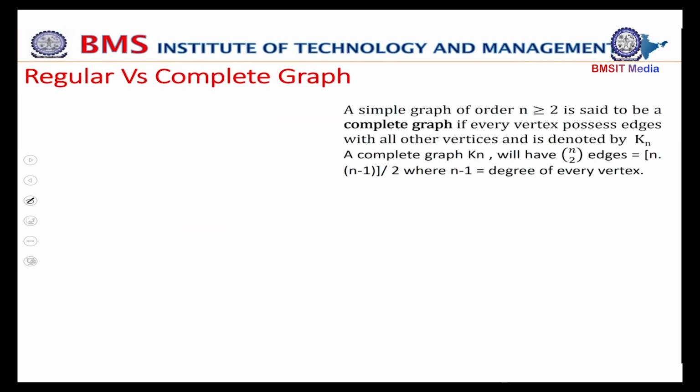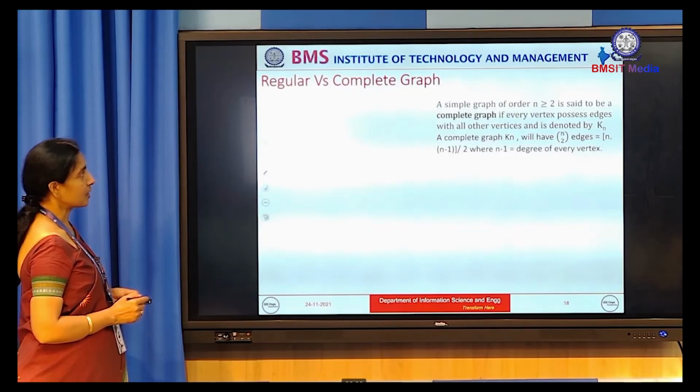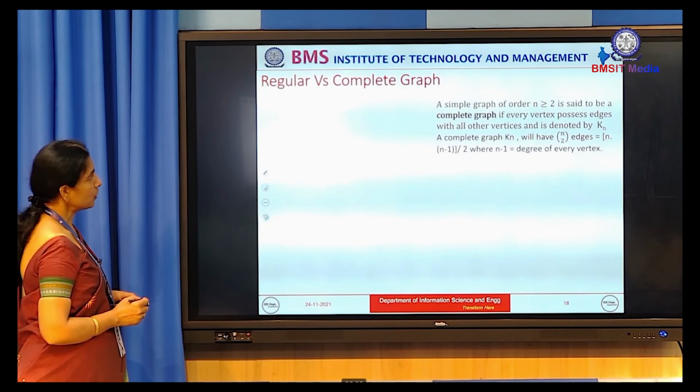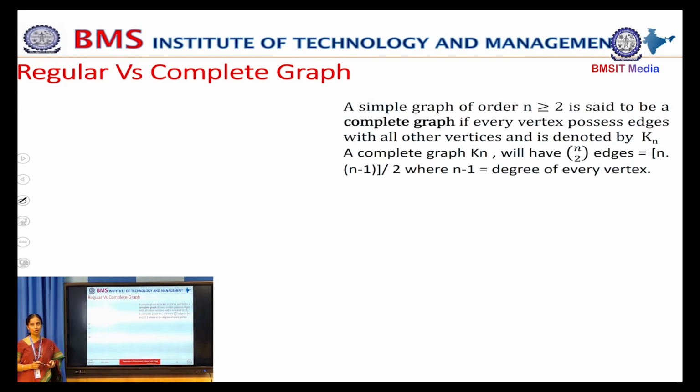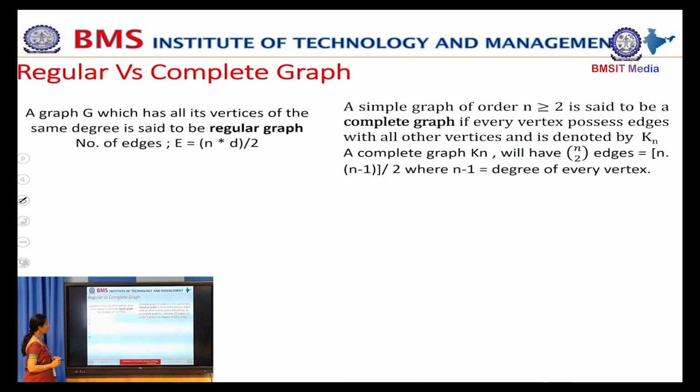So, let us see the difference between a complete graph and a regular graph. We know that a simple graph of order n greater than or equal to 2 is said to be a complete graph. In a complete graph, we have n choose 2 edges, and each node has degree n minus 1. Whereas a graph which has all its vertices of the same degree is said to be a regular graph, and the number of edges is given by n times d divided by 2.